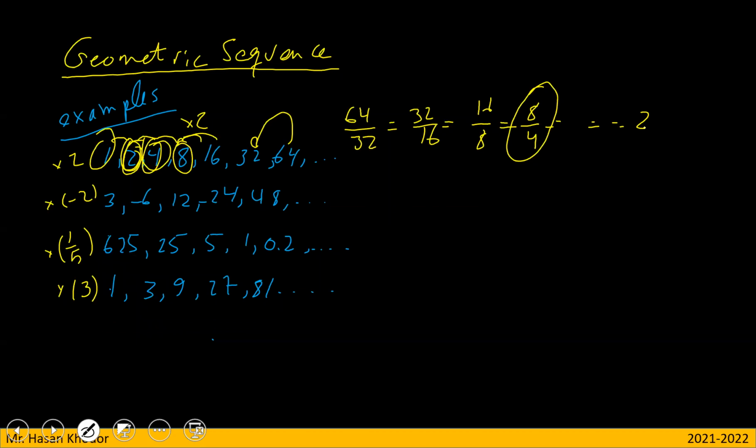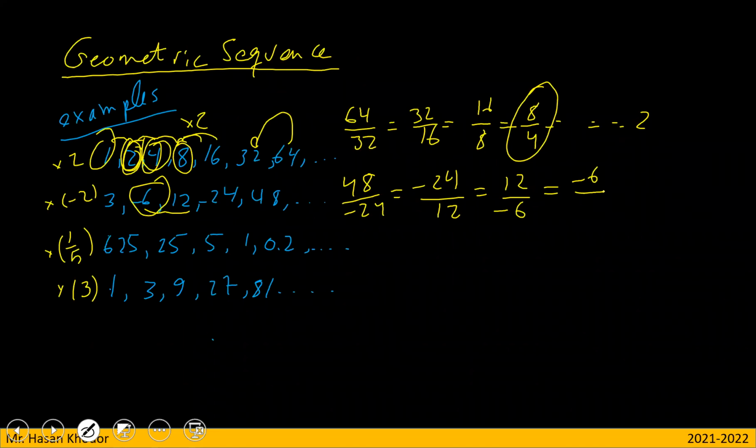In the other example, 48 divided by minus 24 is minus 2, which is the same as minus 24 divided by 12, the same as 12 divided by minus 6, and the same as minus 6 divided by 3. All of them give us the same answer, which is minus 2.